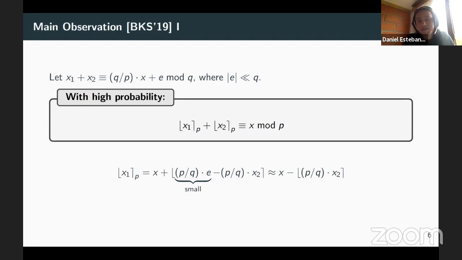And I want you to notice that this is a different type of small than the other one. The previous one is just E needs to be less than Q divided by P times 2. That's fine. But for this one, you actually need the gap between P and Q to be super polynomial, and that's how we choose our parameters.